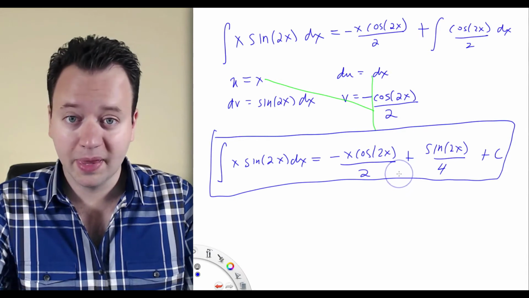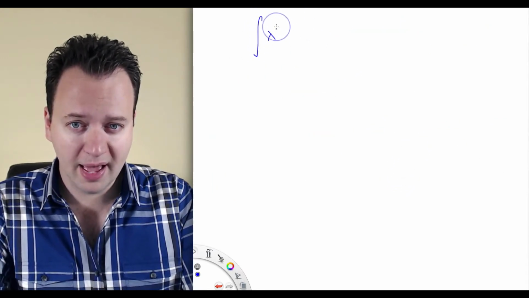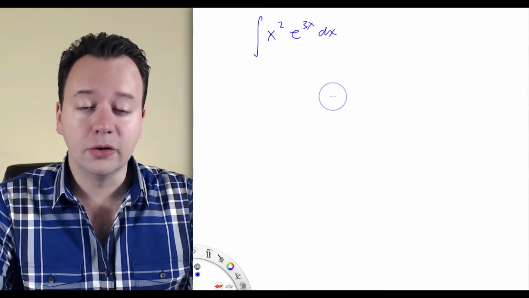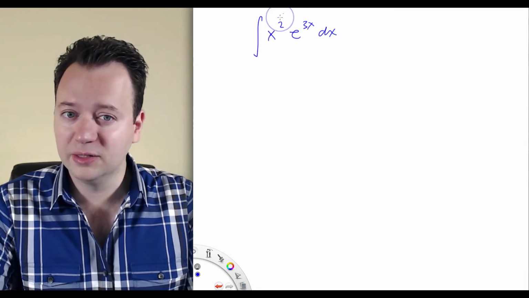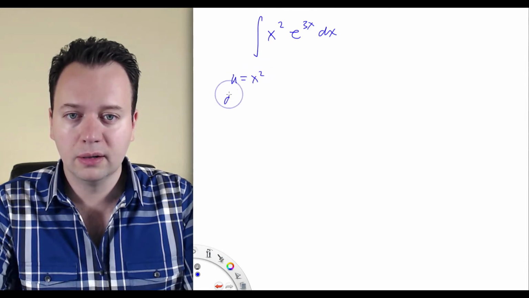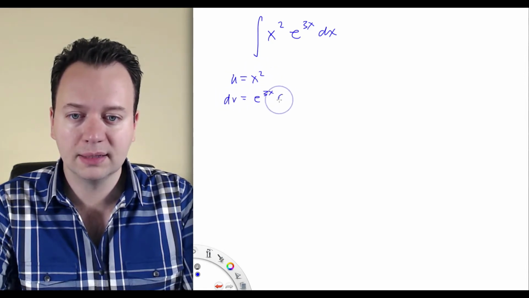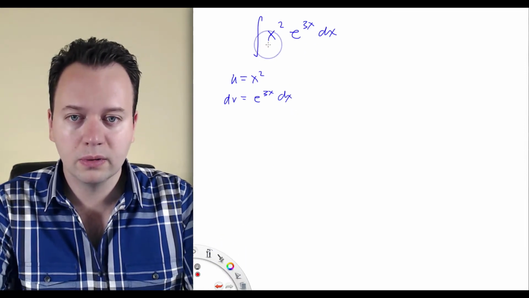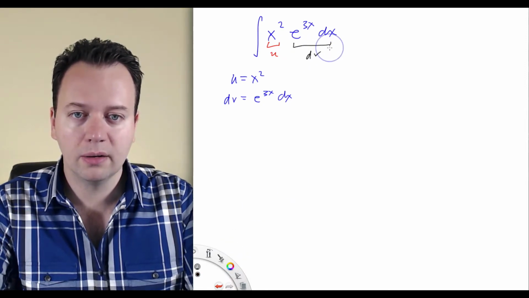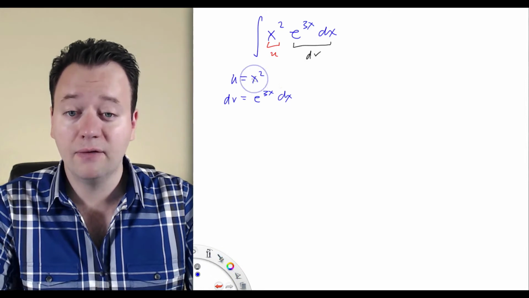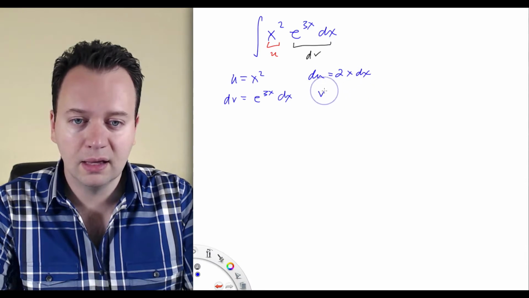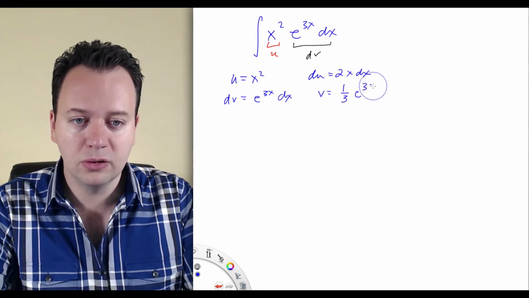So not too bad. Let's do another example. Let's do the integral of x squared e to the 3x dx. Here we're going to have to use integration by parts twice because we have x squared. So we'll start off by saying u is equal to x squared, and dv is equal to e to the 3x dx. So our u is right here, and our dv is right there. Okay, so we have u and dv, so next we need our du. du is going to be 2x dx, and then v is going to be 1/3 e to the 3x.